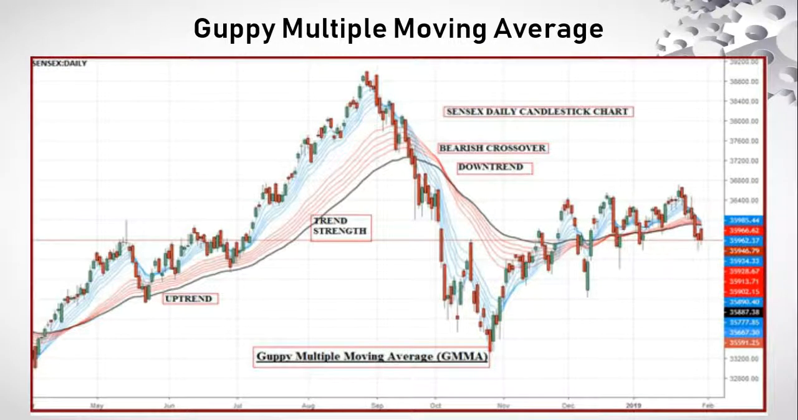Now, this is what the Guppy multiple moving average looks like. Here you can see the uptrend, the trend strength, and how the flow of the moving average is getting affected by the various threads.